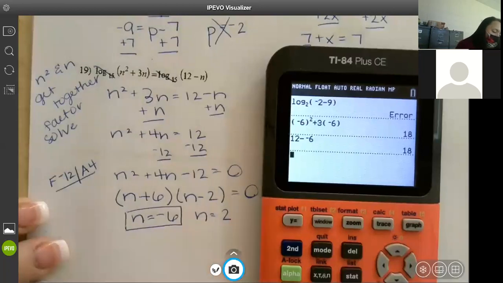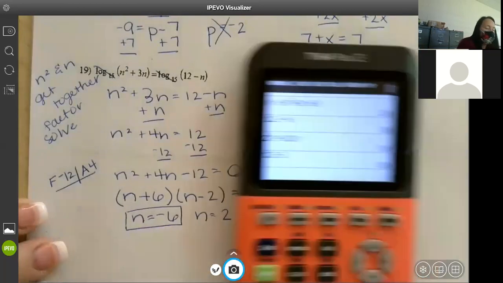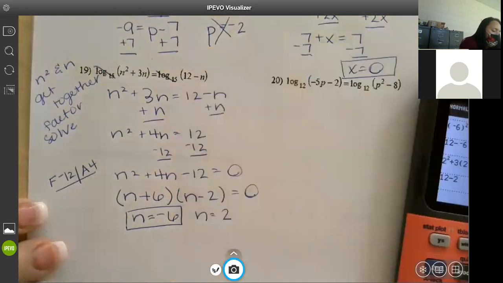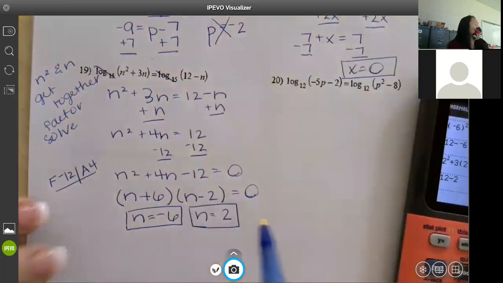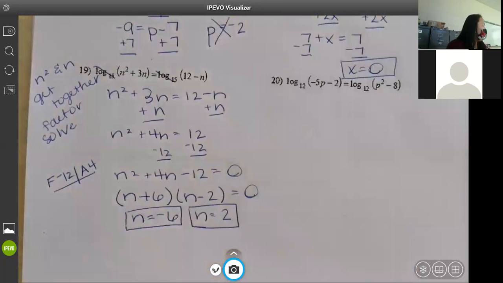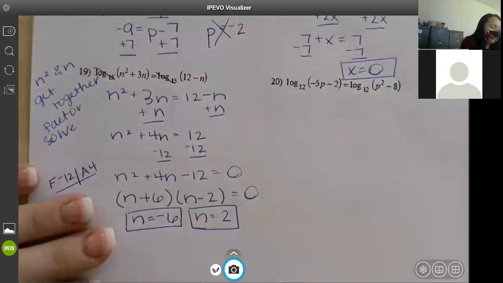And then check 2. 2 squared plus 3 times 2, or 12 minus 2. Both of those are positive. It also works. Okay, sometimes none, sometimes one, sometimes both will work. So you got to check them off. And then one more just like that, and we're done.